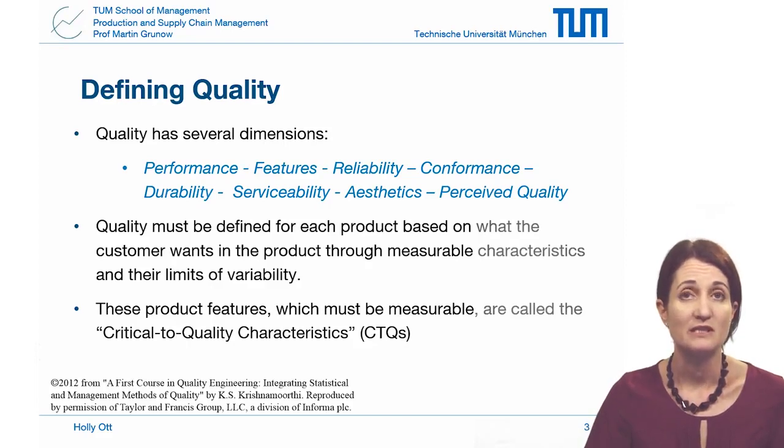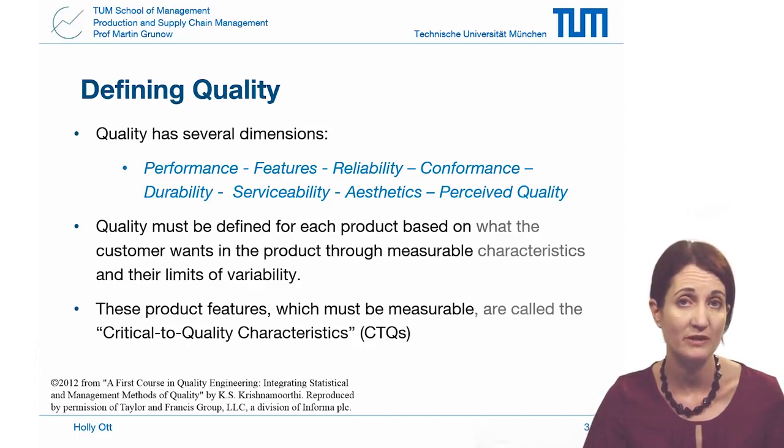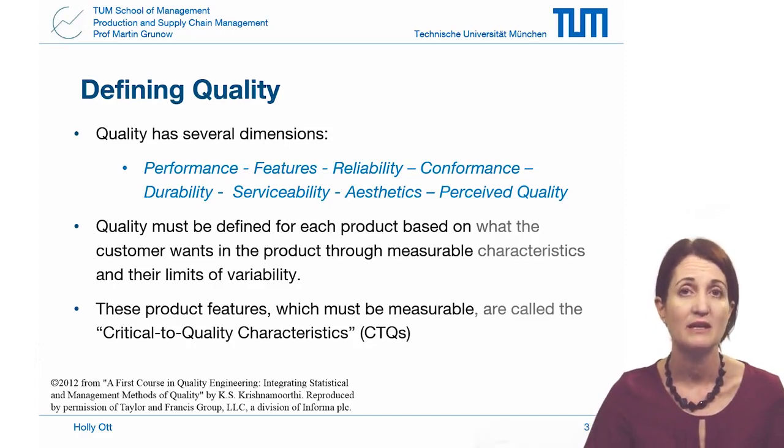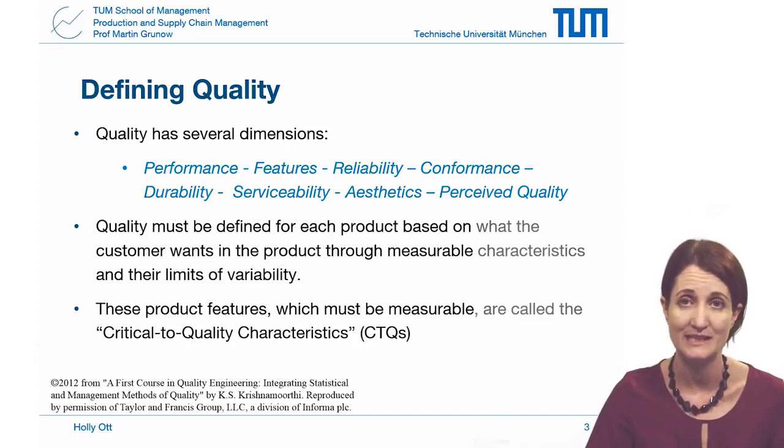We talked about the different types of quality aspects, for example, performance, reliability, durability, even sustainability. And we said that for a complete definition of product quality, you need to identify the needs and expectations of the customer. The designer needs to take these into account and select features of the product to create a design. Quality must be defined for each product based on what the customer wants in the product design through measurable characteristics and their limits of variability. And these product features are called the critical to quality characteristics, or CTQs.